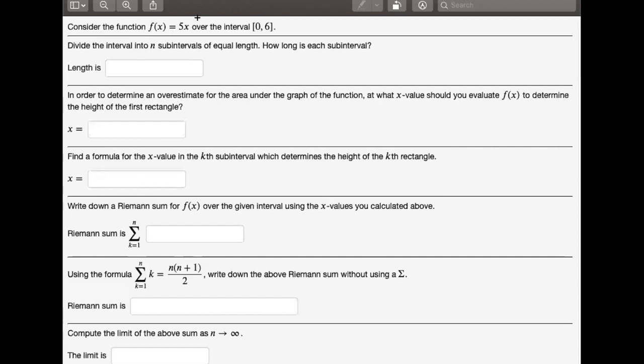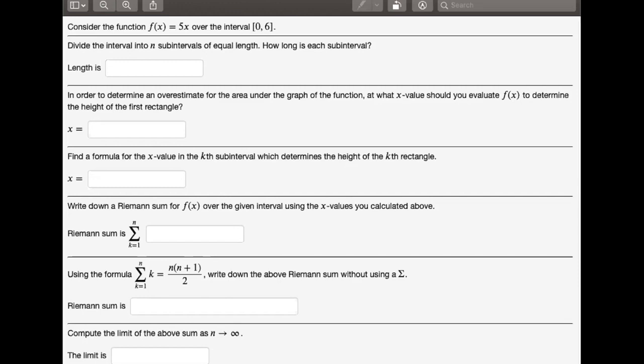We've got a function. I picked the function 2x plus 3 on the interval from 0 to 4. We first divided it into n subintervals, which had a length of 4 over n. In order to determine an overestimate for the area, we use the right endpoint. So for the kth interval, that ended up being k times 4 over n, or k times delta x more generally. This is actually the formula a plus k times delta x, where our a value is 0, because the interval is from 0 to 4, or a to b. And then we wrote down the Riemann sum, which is this notation here.